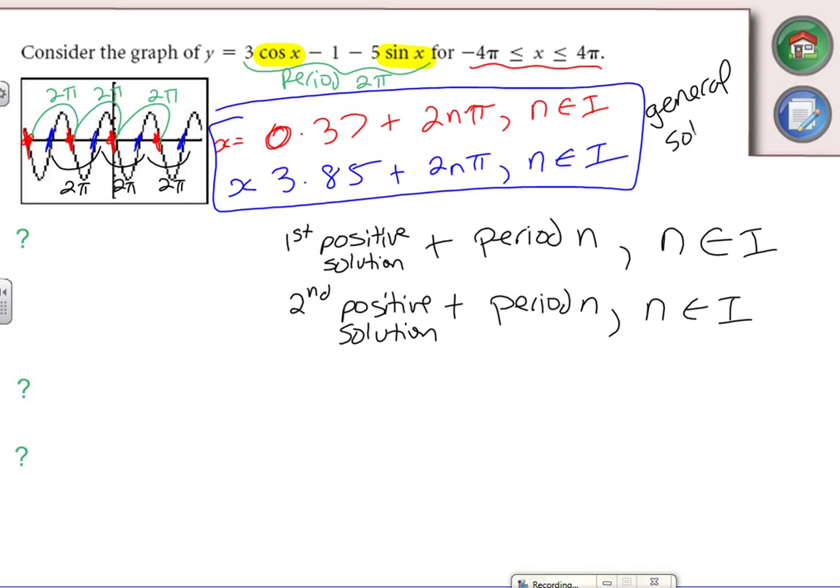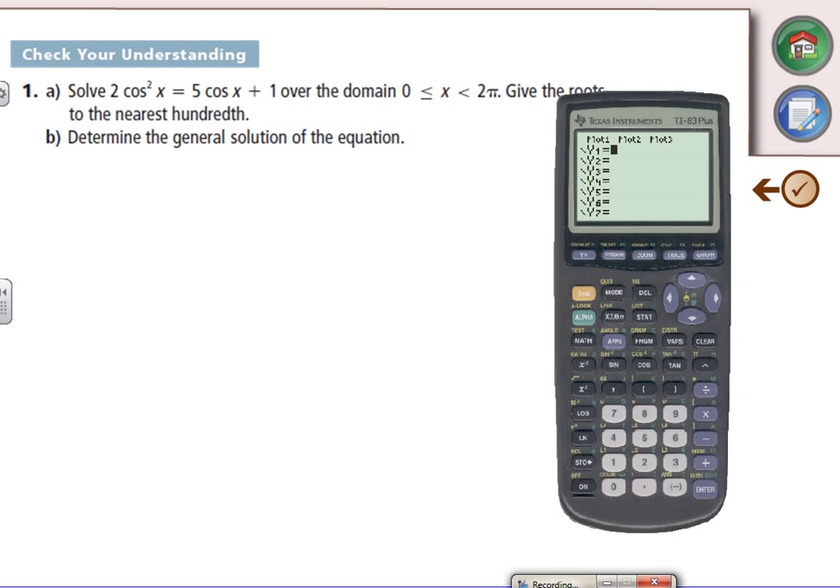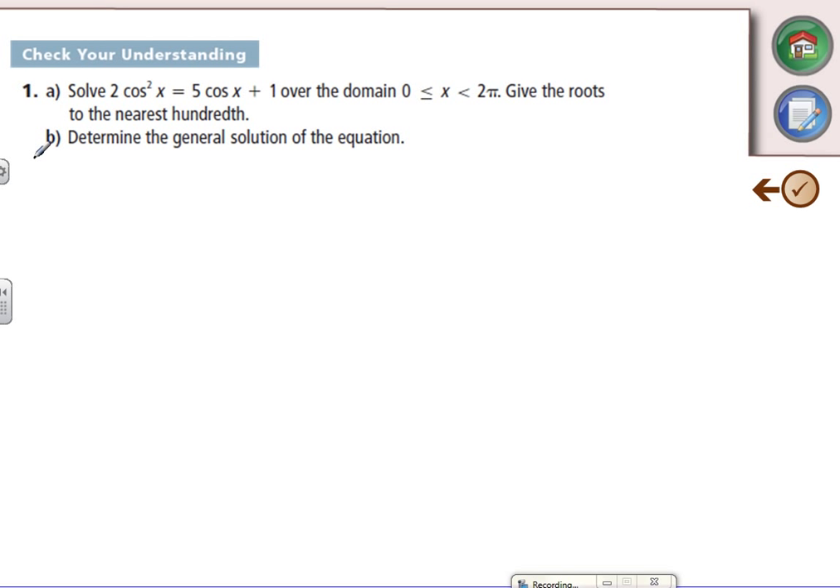Okay, so to do this one, either graph left side, right side, find the intersection, or equate to 0, find the zeros. It is safer to equate to 0 and look for your zeros. So y equals, let's go, bring everything over to one side. I'll say 2 cos squared x minus 5 cos x minus 1. Let's graph that.